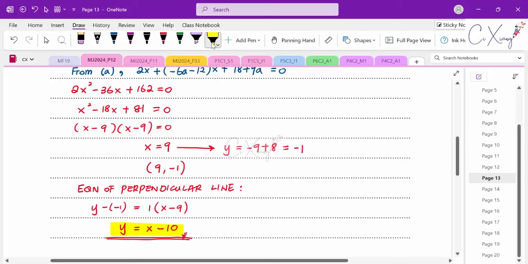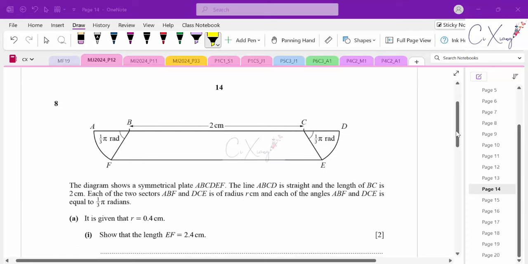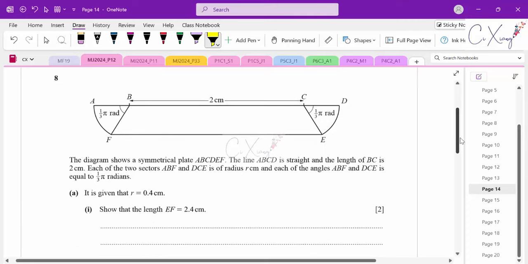Alright, so this is how we get the answer for question number 7. Question number 8. There's a diagram showing a symmetrical plate. So highlight the keyword symmetrical.